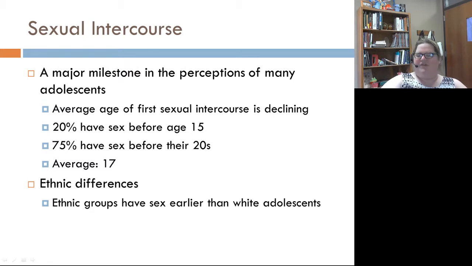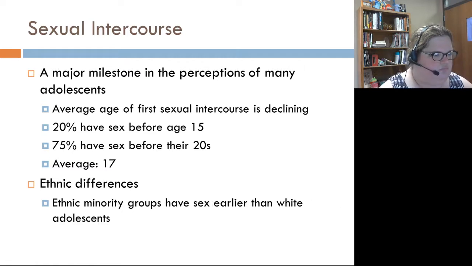There are some ethnic differences. Ethnic minority groups. Ethnic groups. Like ethnic is some kind of euphemism for something. Ethnic minority groups have sex earlier than white adolescents on average. And again, that's just a cultural difference.